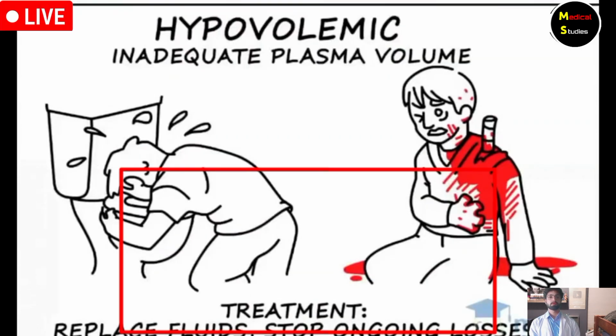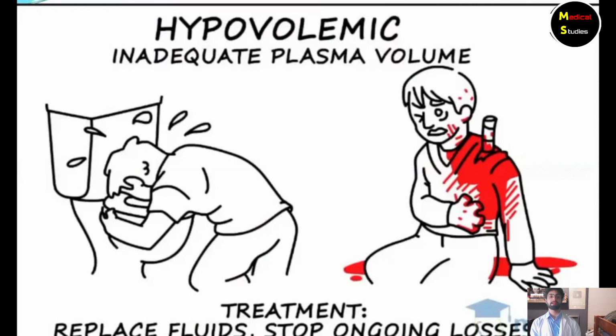In the beginning, if there is a hemorrhagic shock, what is the first treatment? Can anyone tell? Okay, so now some of you have suggested that we can give a blood transfusion. No, in the beginning you do not have to give a blood transfusion. In the beginning you have to start with IV fluid.